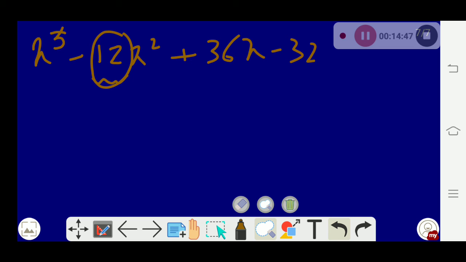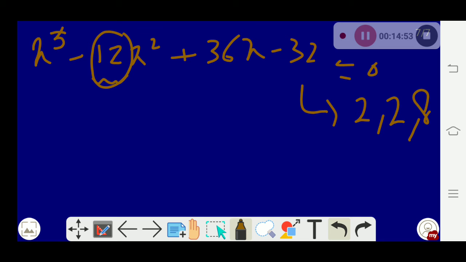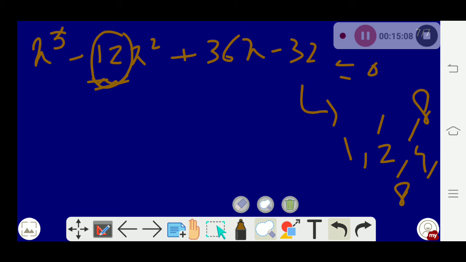So the factors we are getting, this equals to 0, are 2 to 8. Kindly bring your calculator, it is required. No, not 2 2, it's 1 2 4 8. This number shouldn't exceed for the factors.